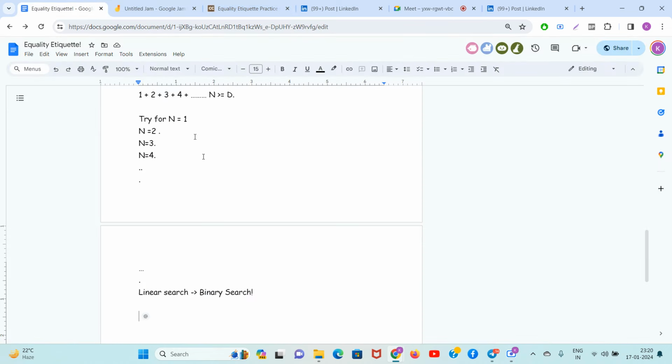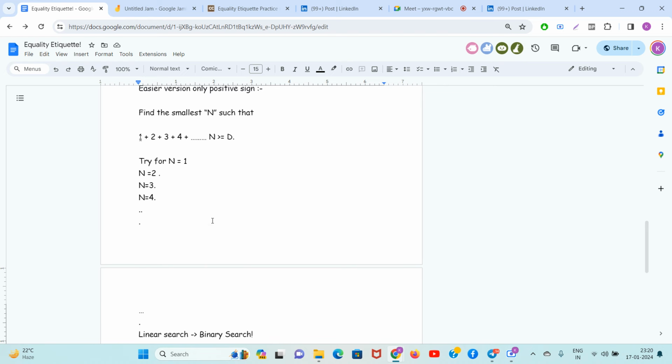Guys, this is very commonsensical. What is the formula for 1 plus 2 plus 3 plus 4 plus up to n? I will tell you. It is nothing but n into n plus 1 by 2 should be greater than or equal to D. I hope you guys know that the sum of the numbers from 1 to n is nothing but n into n plus 1 by 2.